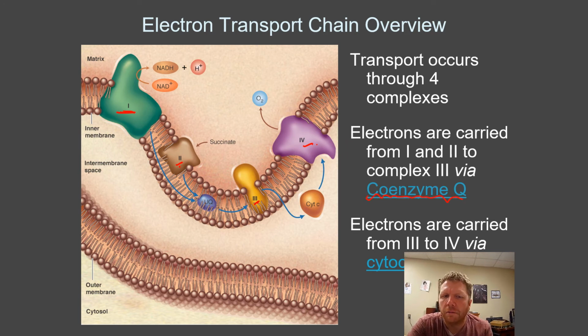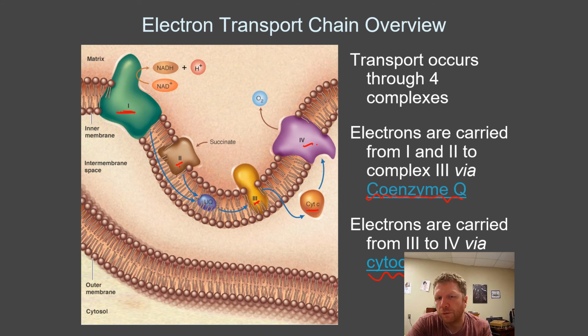Now, I'm going to get into the details of this in just a little while, but I'd like you to focus on movement at this point. Electrons are carried from 3 to 4 via this molecule right here known as cytochrome C. So electrons are transported from the protein complexes using coenzyme Q and cytochrome C. Electrons are not directly transferred from one complex to the next. Instead, they need an intermediary to do that.